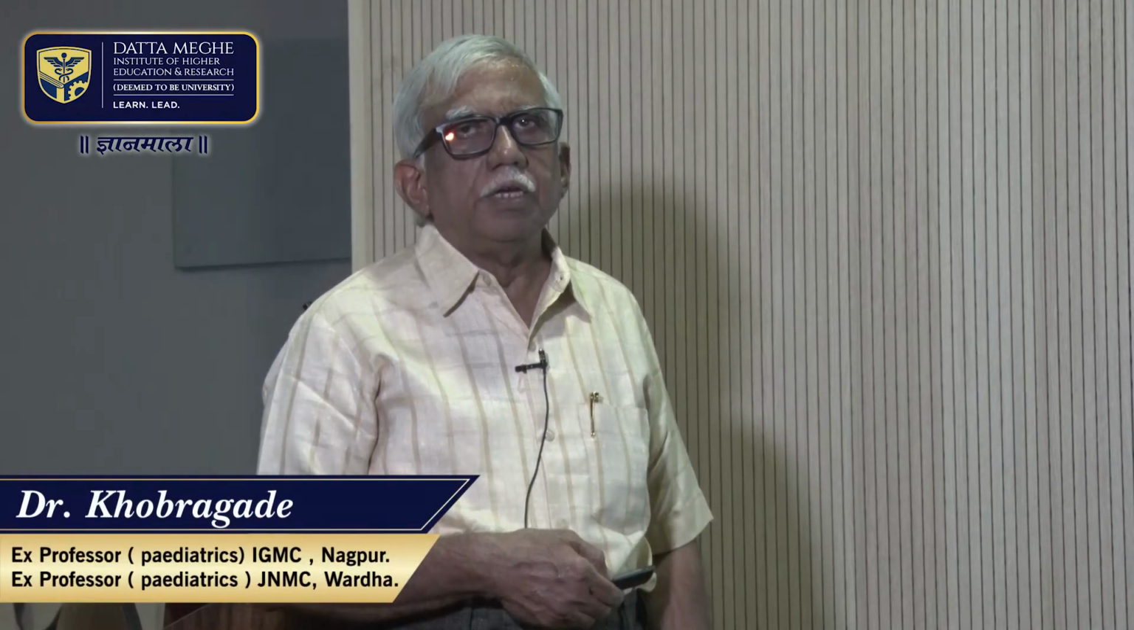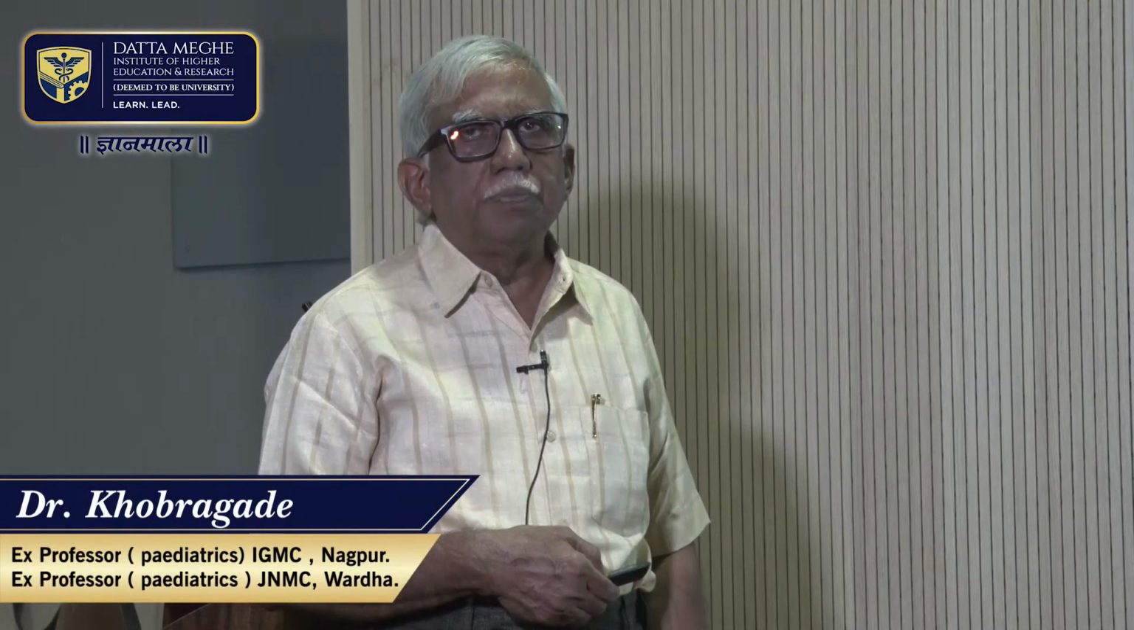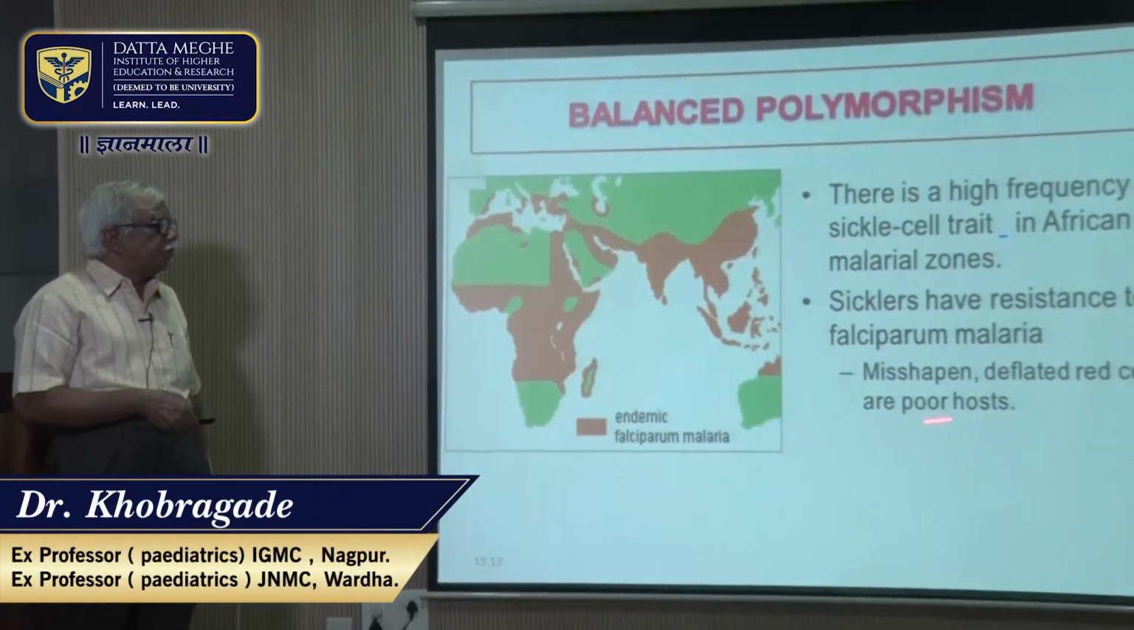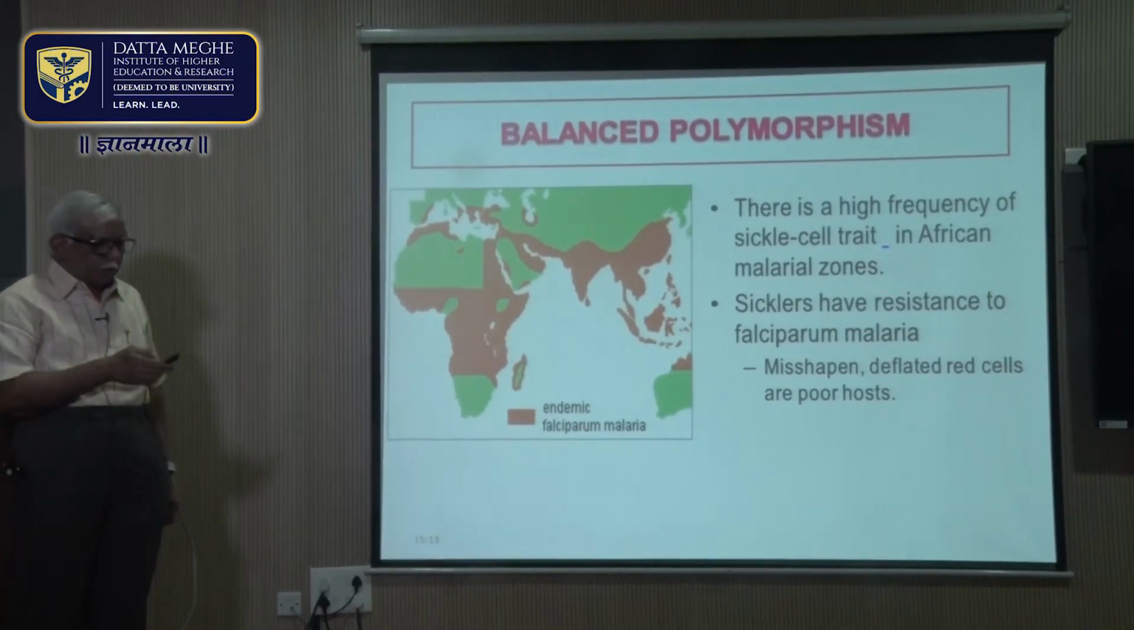Now, how this gene has evolved, it is said that in previous days there was a very high incidence of malaria, particularly falciparum malaria, and in these areas where falciparum malaria was very high, nature tried to prevent death from it by creating a sickle gene. This sickle gene was supposed to be responsible for preventing death from malaria. Why? Because the sickle hemoglobin cells are resistant to falciparum malaria. The misshapen and deflated red cells are a poor host for falciparum malaria.